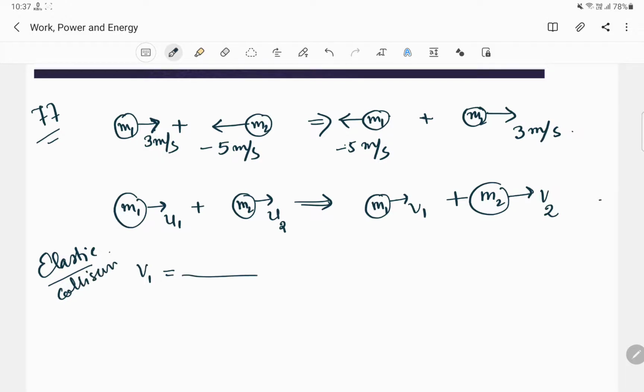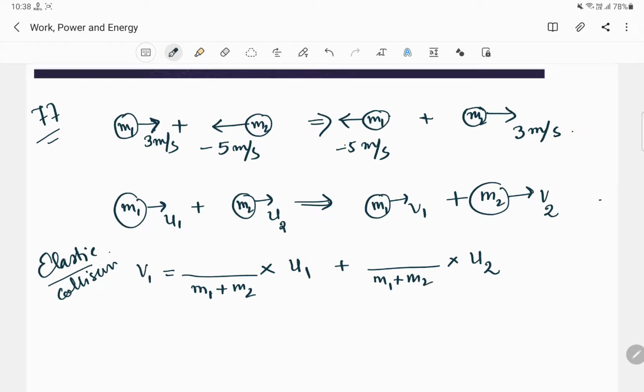v1 is equal to, very simple, if this is v1 then it must begin with u1 plus, and what about the second will be u2. And this is the way to remember your formula. For v1 it must begin with u1, and here we must have, divided by in the denominator of these two terms, m1 plus m2. There will be total mass. This will be m1 plus m2.